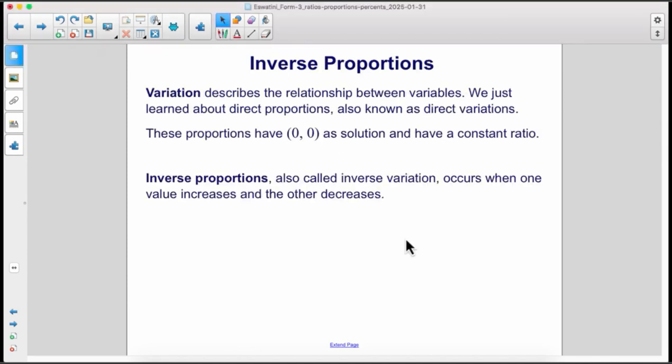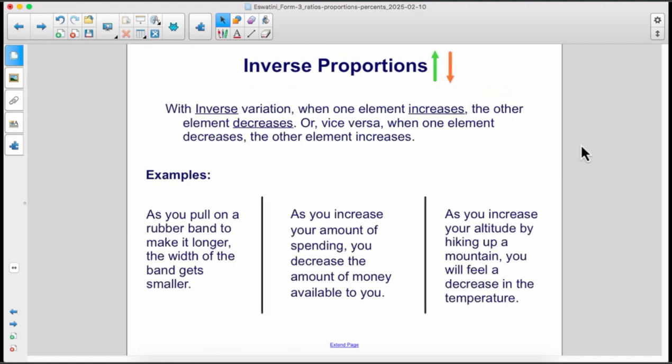Variation describes the relationship between variables. We just learned about direct proportions, also known as direct variations. These proportions have 0, 0 as a solution and have a constant ratio. Inverse proportions, also called inverse variation, occur when one value increases and the other decreases. With inverse variation, when one element increases, the other element decreases, or vice versa. When one element decreases, the other element increases.